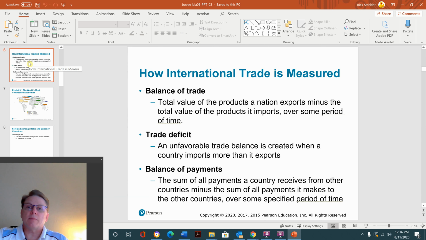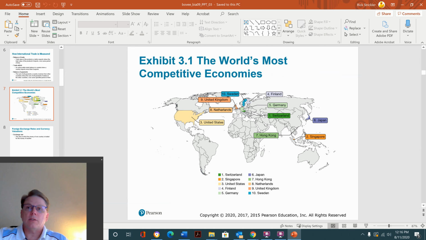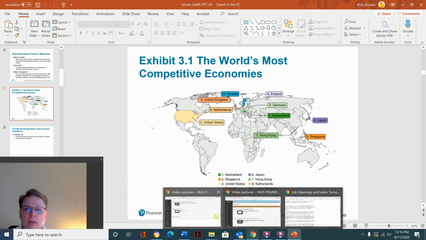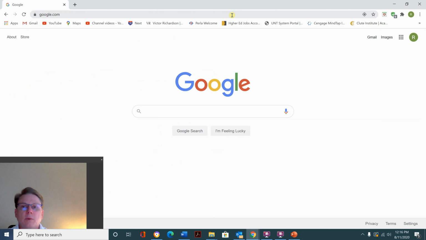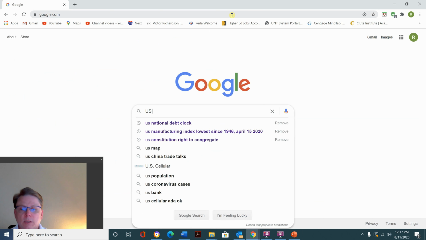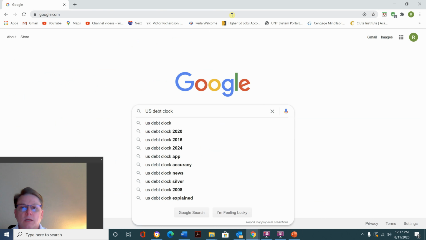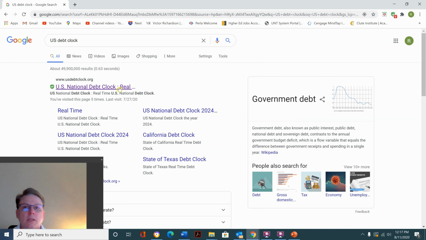Okay, so international trade is measured in balance of trade, trade deficits, and balance of payments. And here are the world's most competitive economies: Japan, Singapore, Hong Kong, Switzerland, Germany, Finland, Sweden, United Kingdom, Netherlands, and the United States. And if we want to look at competitive or balance of trade, let me pull this up here, and we can go into Google, and then we can go into the U.S. debt clock, and then look at the debt clock.